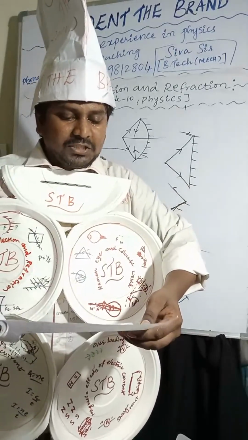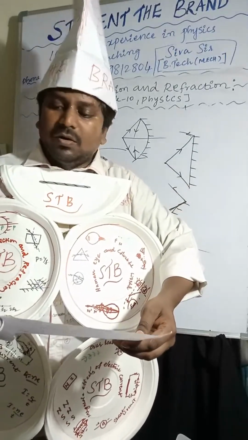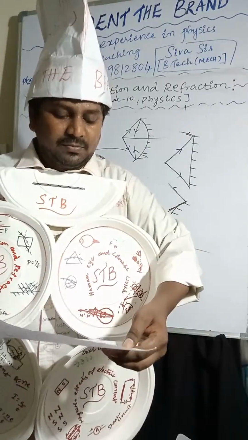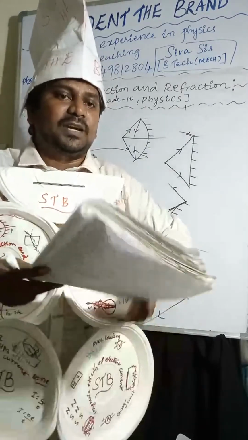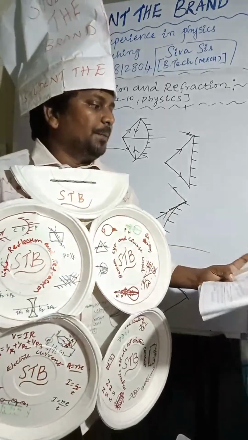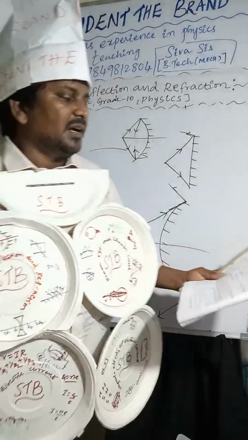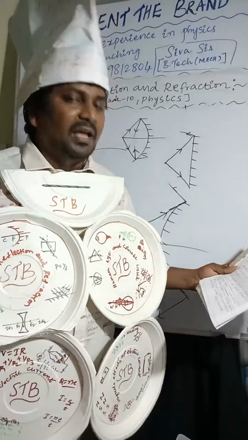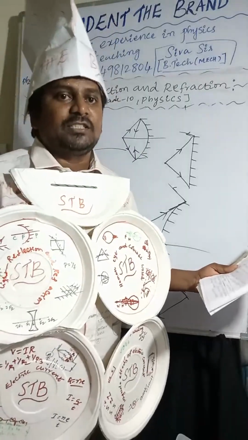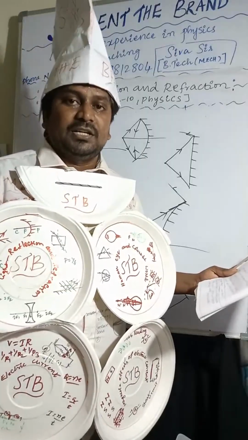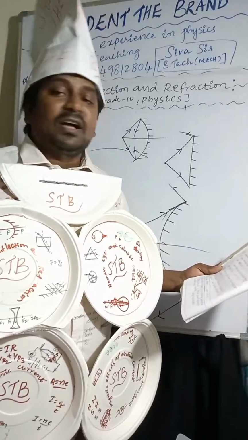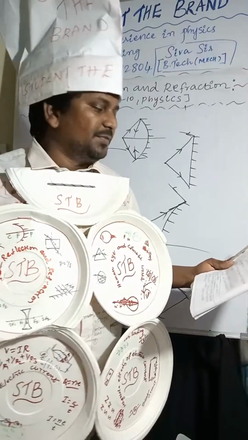One more question related to mirrors: define terms related to spherical mirror. Define pole, center of curvature, radius of curvature, principal axis, aperture. Anyway, we discussed those points: pole, focus, center of curvature, aperture, and focal length.